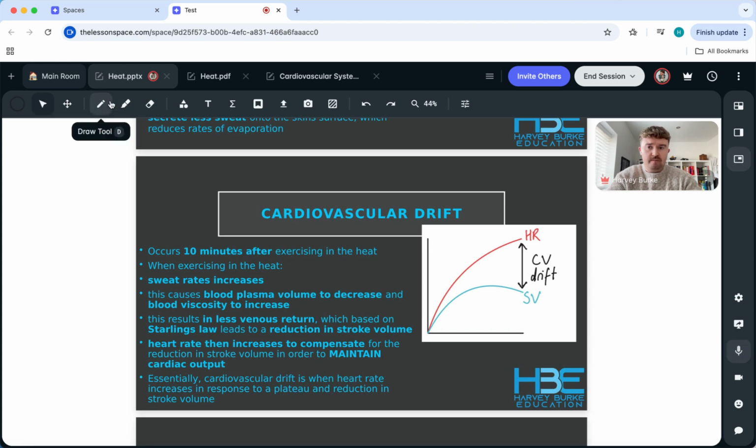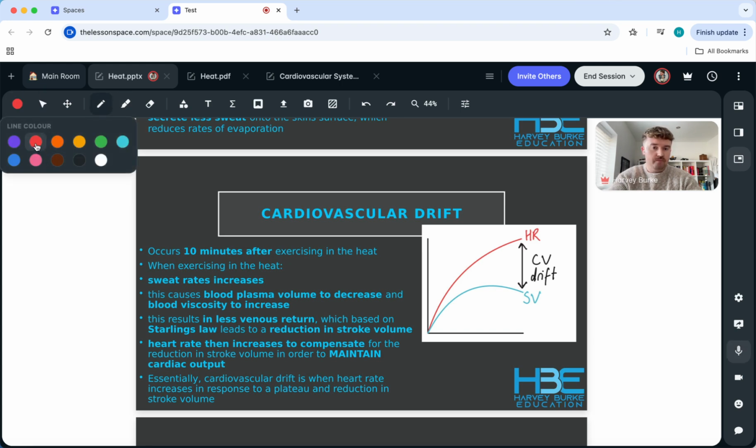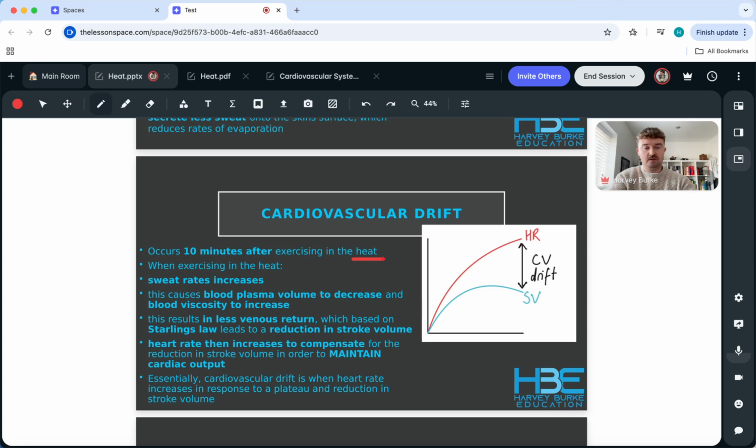So it's always worth mentioning that when you're experiencing cardiovascular drift, it's probably as a side effect of exercising in a really warm environment. And sometimes in the mark schemes, they also give you credit for acknowledging when it begins to happen. So it roughly starts to occur around 10 minutes into exercising in the heat. And it gets its name from the fact that these two cardiovascular values are drifting apart from one another. So that's where the drift part of the name comes from. It's just that your heart rate and your stroke volume are drifting apart from one another.